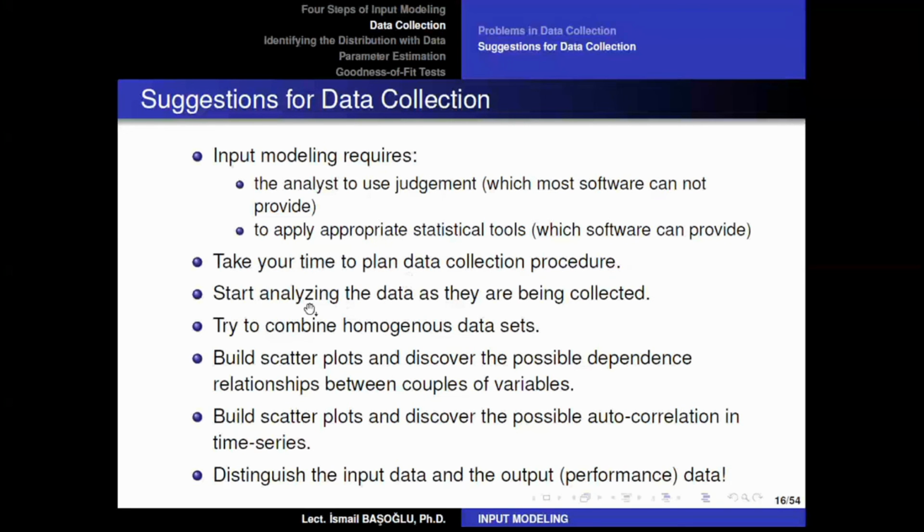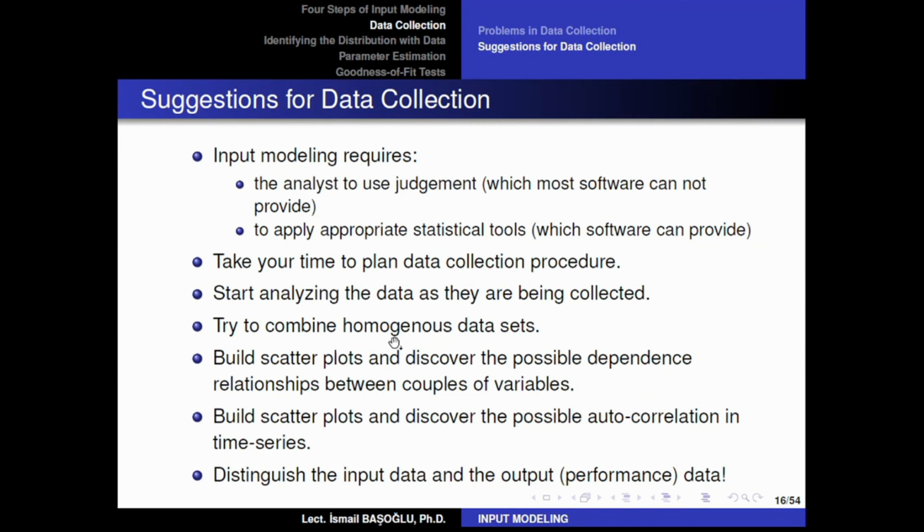We need to start analyzing the data as they are being collected. So this means we should not wait for 3 months until a huge amount of data is collected. As we collect the data, we should also develop an input model for that, because this is an adaptive process. So you develop a model, then you test it, and in order to validate your model, you need to collect additional data. So as you collect the data, you also start analyzing it.